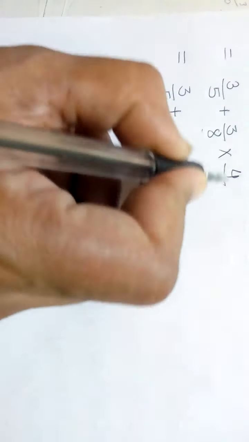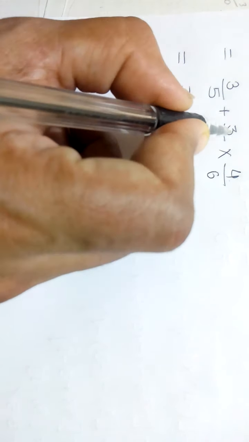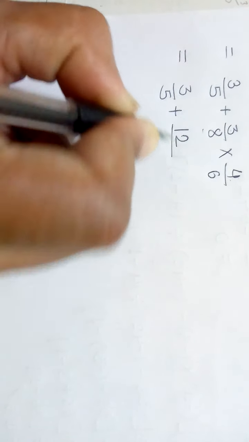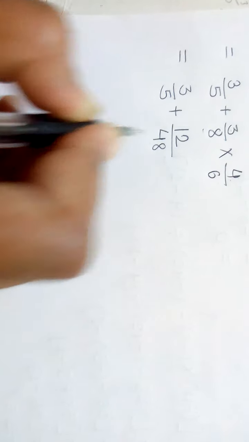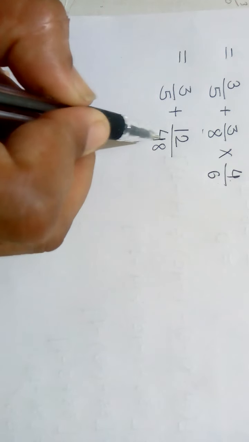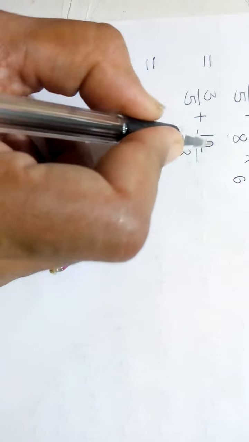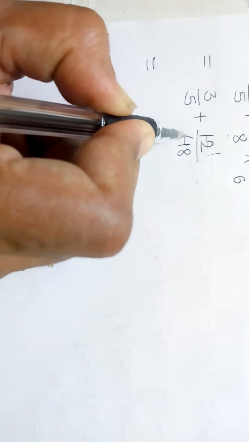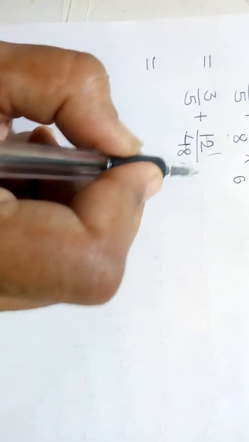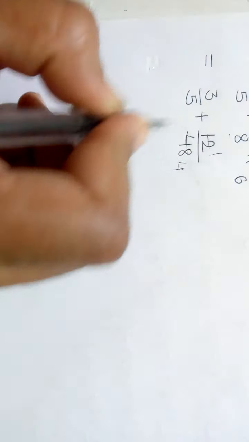Now here we will multiply numerators and multiply denominators. Numerators are 3 and 4. 3 4s are 12 and 8 6s are 48. So what remain here now? 3 upon 5 plus 12 upon 48. This 12 upon 48 here only we can reduce. 12 ones are 12, 12 4s are 48. So what fraction remain here? 1 upon 4.